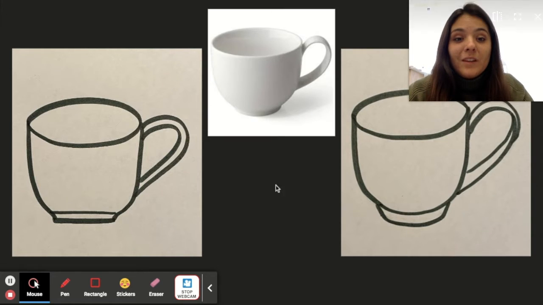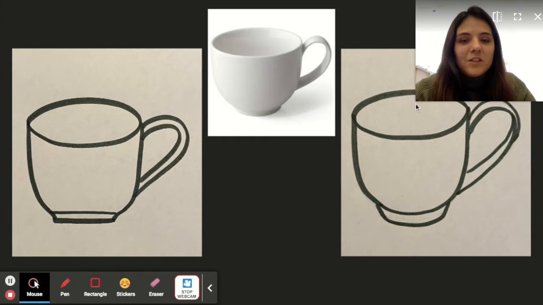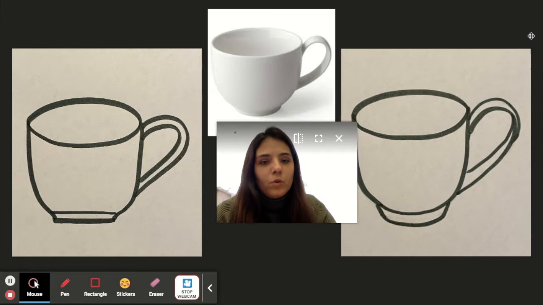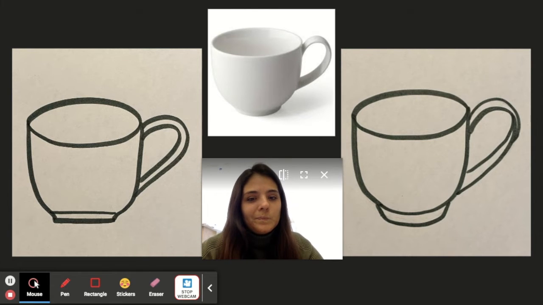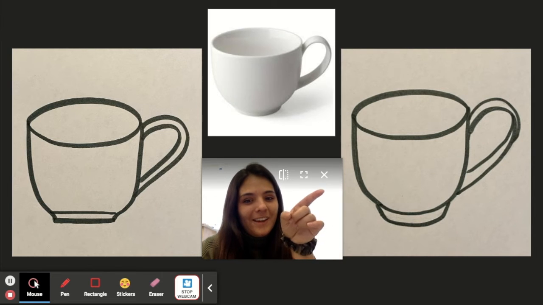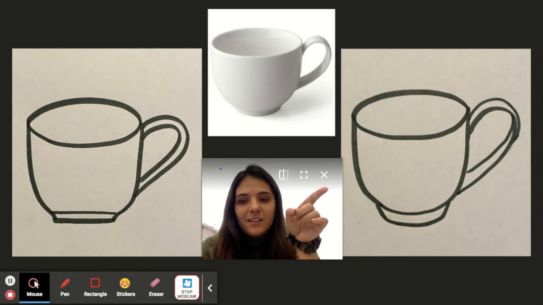Now, we talked last week about our water bottle, right? So looking at the cup in the middle and these two drawings, which one do you think looks more realistic? I think the one on the right looks more realistic, the one on this side. And why do you guys think that is?